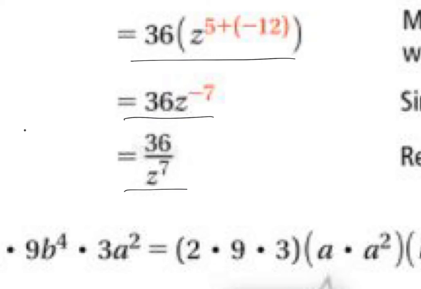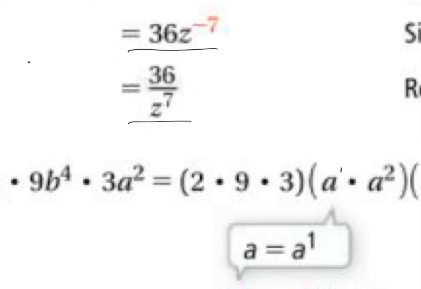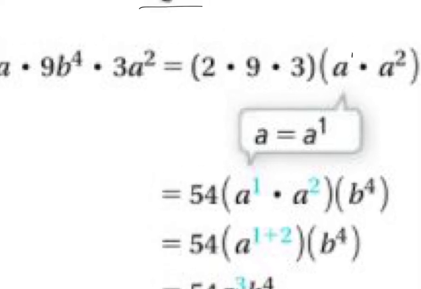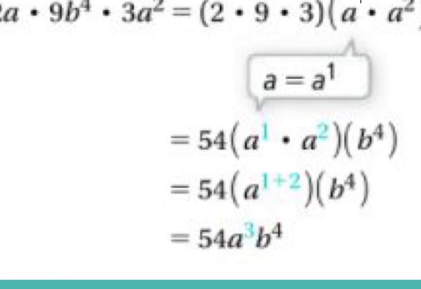Nope. A squared. Giancarlo? A to the 3rd. Because isn't there an invisible 1 up here? There's an exponent of 1 for every variable or number, okay? And then b to the 4th just stays b to the 4th. You don't have to copy down those 2, but I do want you to write it like this. So you just have to copy down this last line. 54 a cubed b to the 4th.